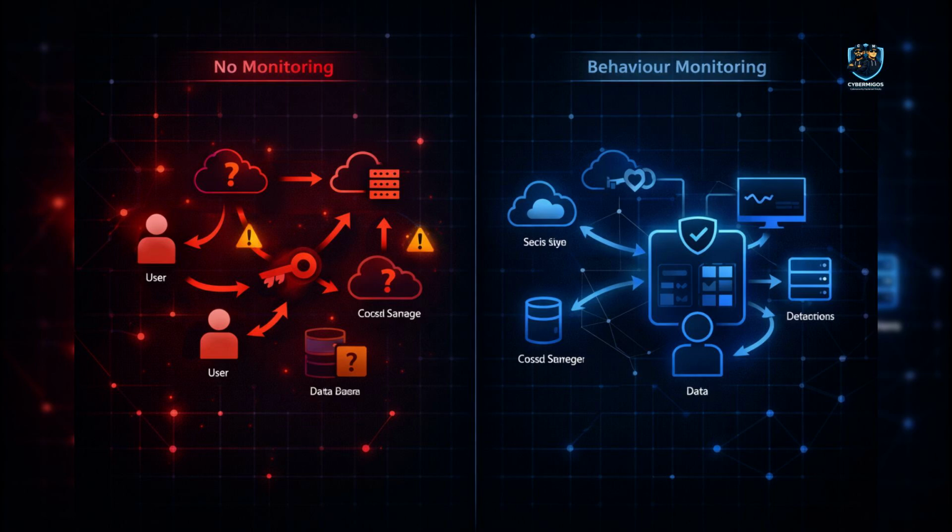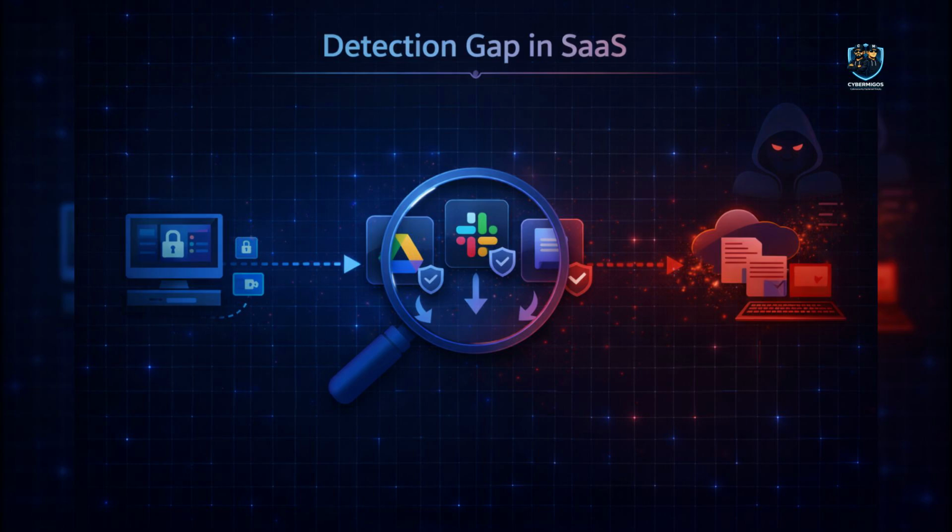Monitoring in SaaS environments is often limited, because activity appears legitimate. Users are authenticated. Access is authorized. From a system perspective, everything looks normal, but behavior may not be. And without behavioral monitoring, these patterns go undetected.